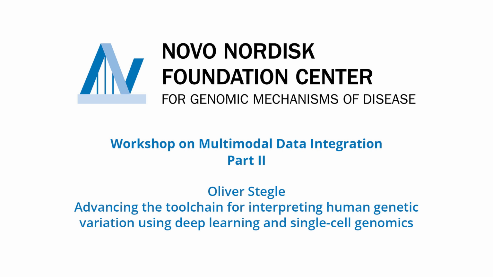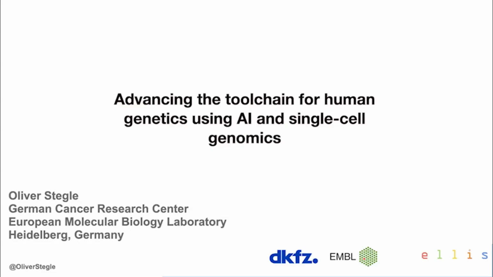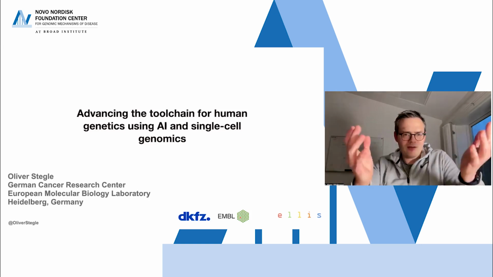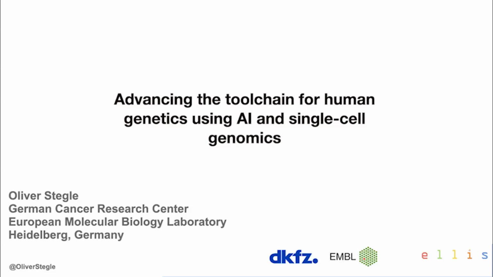I'm really excited to have Professor Oliver Stegle here to give a presentation. He's really a leader in statistical genomics and systems genetics, and pioneered a lot of statistical machine learning methods in genomics and biology. He has a PhD in physics, and I know him from a long time ago, where he did some mixed models, or talked about mixed models, like 13, 14 years ago or something like that. Lots of fun. And you've done a lot of things, and now you're going to talk about advancing the tool chain for human genetics using AI and single-cell genomics.